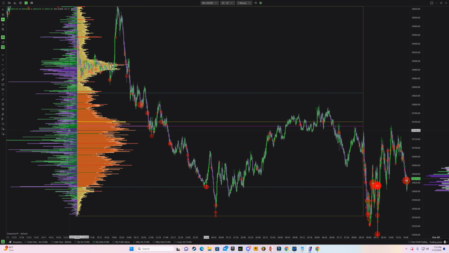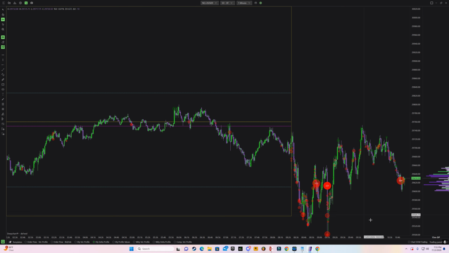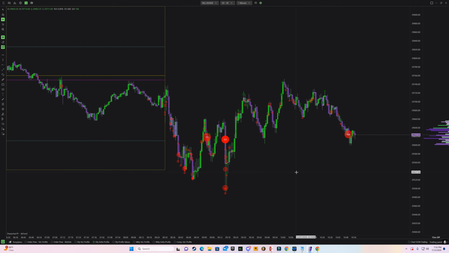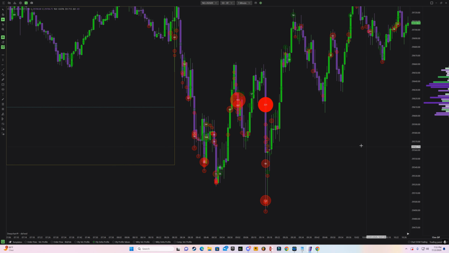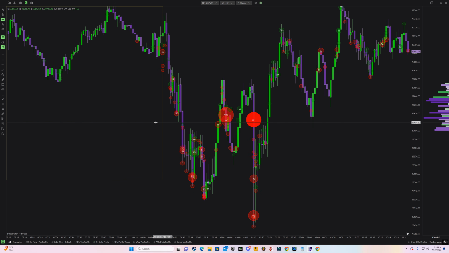You can mess around with the settings. So I've drawn my volume profile from 18 till 9:30. That is the overnight volume profile. Now, let's zoom in a bit here, right? You want to zoom in real nicely here. So this is the value area low, and we dipped below the value area low.